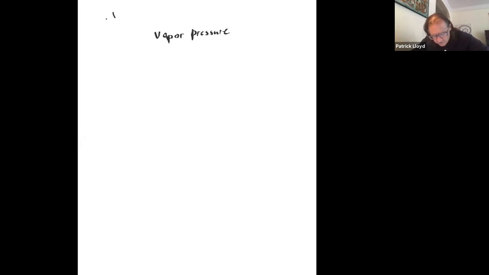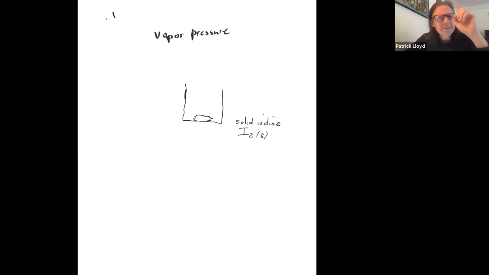But here's what happens. If you take a container and you put a substance in it, let's say it's solid iodine. Remember, iodine is a diatomic, right? So it's a solid. And iodine is a solid at room temperature, but it melts at a pretty low temperature. I forget which temperature it melts at, but it's not very high. It will melt.